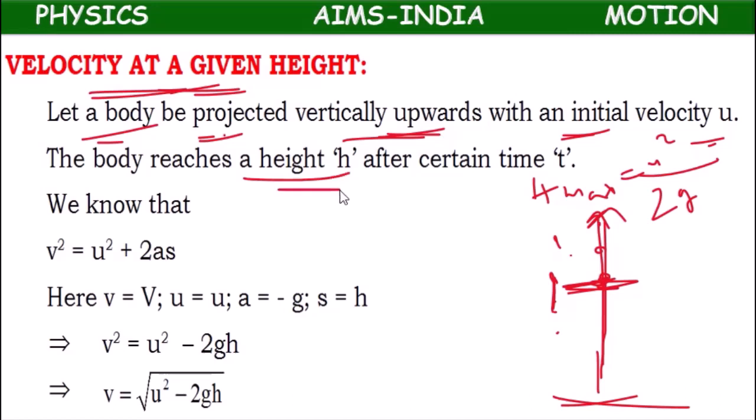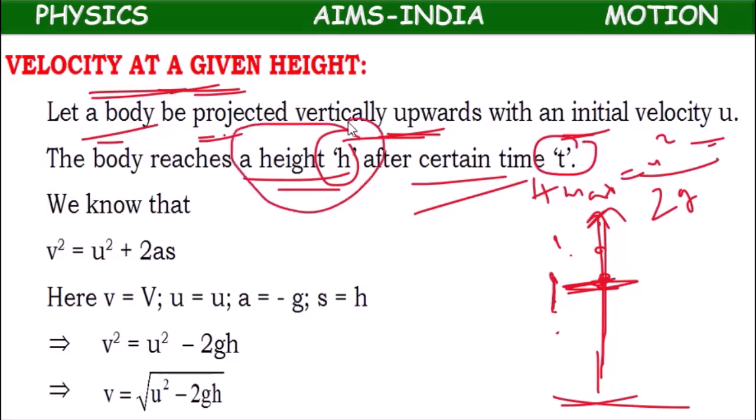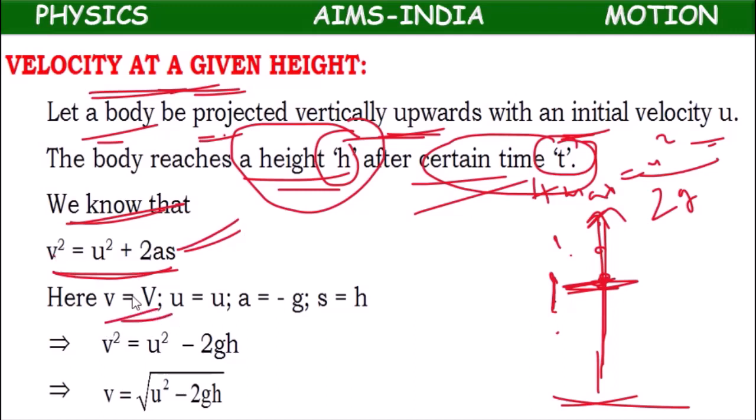The body reaches height h after a certain time t. We have to assume it reaches a certain height h after time t. We know one formula, v square minus u square equals 2as. Here v is the final velocity, capital V, and u is the initial velocity, small u. Because the body is going up, the acceleration is minus g. Displacement, let it be a certain height h. So in the place of v we keep V, in the place of u we keep u, in the place of a we keep minus g, and we keep h.